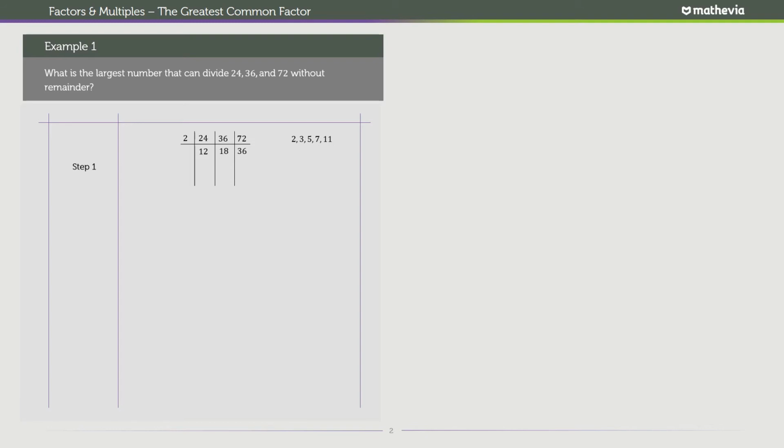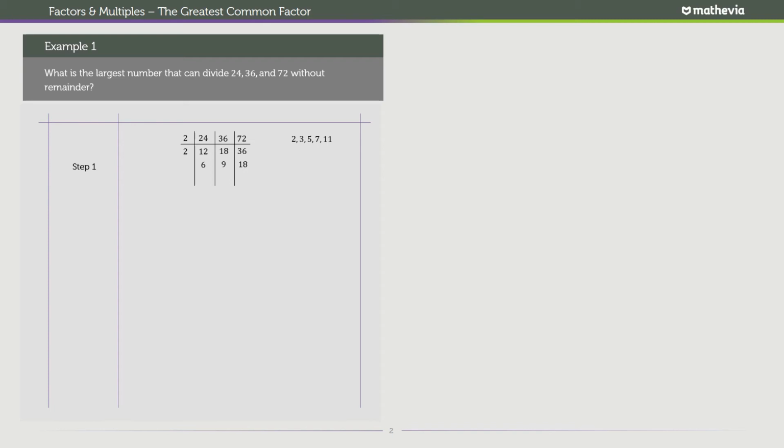Now we can go ahead and divide with 2 again, and 12 divided by 2 gives you 6, 18 divided by 2 gives you 9, and 36 divided by 2 gives you 18. Now at this point we can no longer divide by 2 because 9 can't be divided by 2, and following the way we solved for the greatest common factor, you must be able to divide all numbers at the same time. So since we can't divide by 2, can we bring in 3?